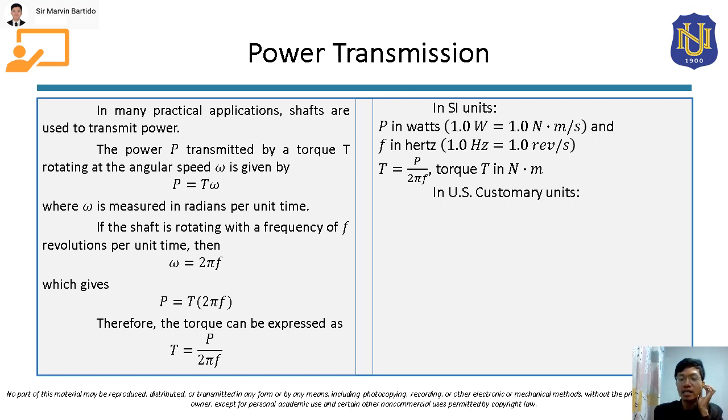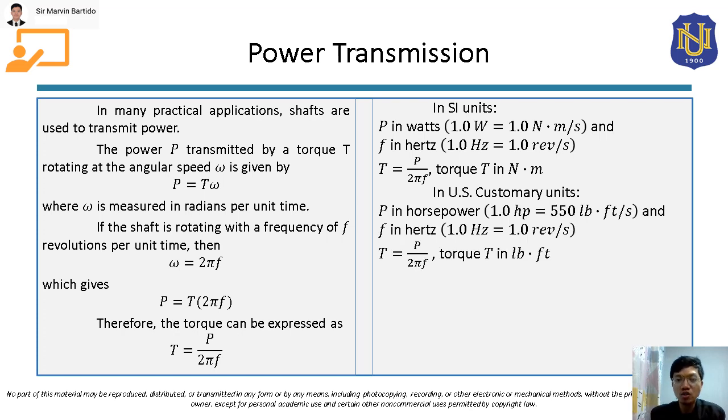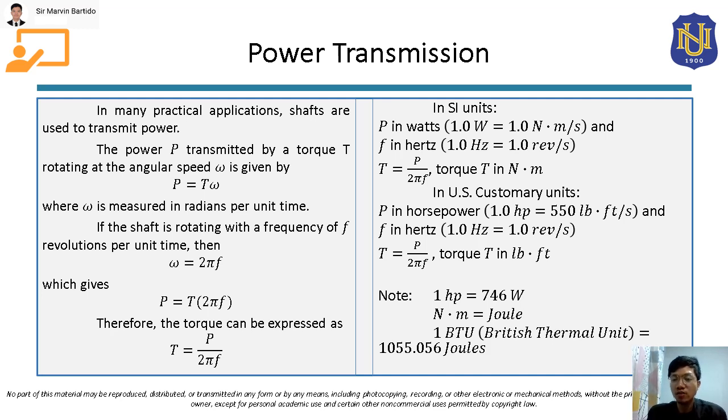Now in US customary units, or the English system, P should be in horsepower, and the frequency F should be in hertz. For horsepower, take note, class, that 1 horsepower is equal to 550 pound-feet per second. If you use these units in this formula, the torque T will be in pound-feet. Also take note of these conversions: 1 HP is equal to 746 watts, and Newton meter is also equivalent to joule.